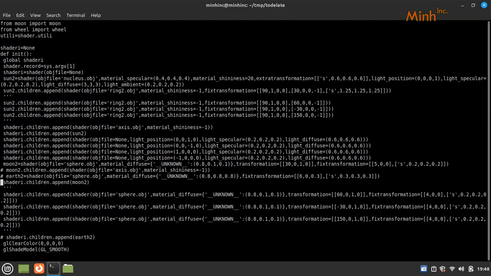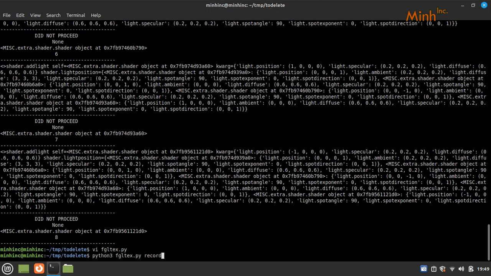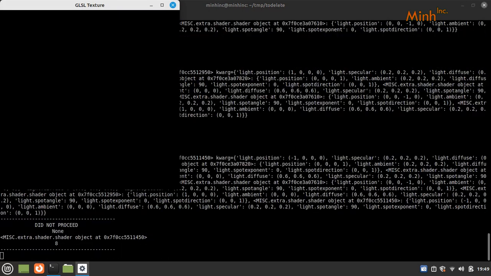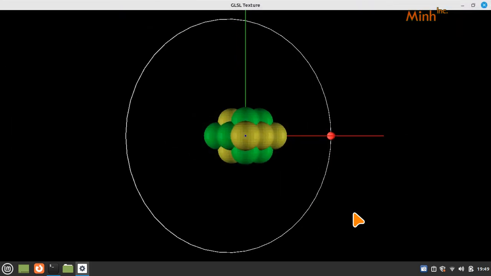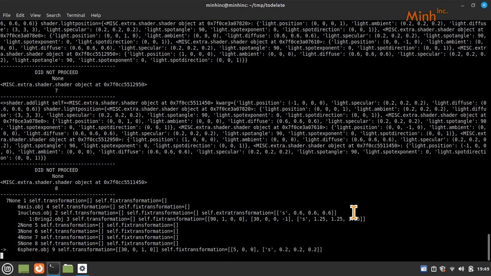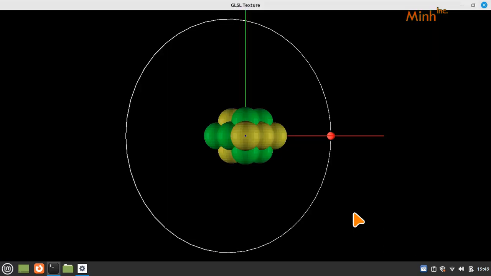The electron is rotated 30 degrees along the x axis. So we can try. Okay, we really have an electron, and it is receiving light from all directions. From the center it is receiving maximum light. Okay, so what is the status? So we have 7 shapes.